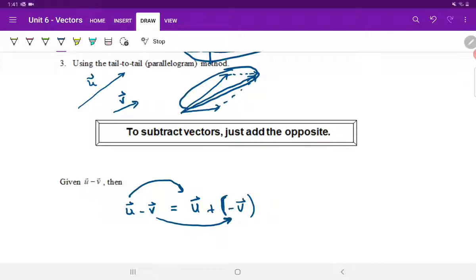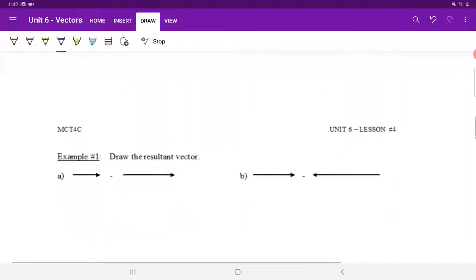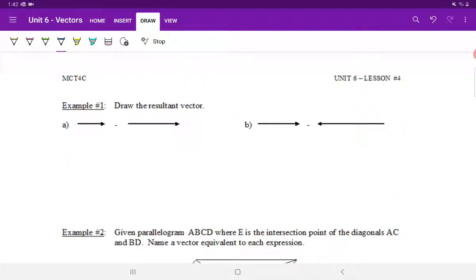In case you don't remember, we've been through this. If you have a vector going in this direction, let's call it U, the negative corresponding vector here would be going in the exact same magnitude, just in the opposite direction. That would be called the negative U vector. So to subtract vectors, we're going to add the negative vector for the second vector in our subtraction equation.